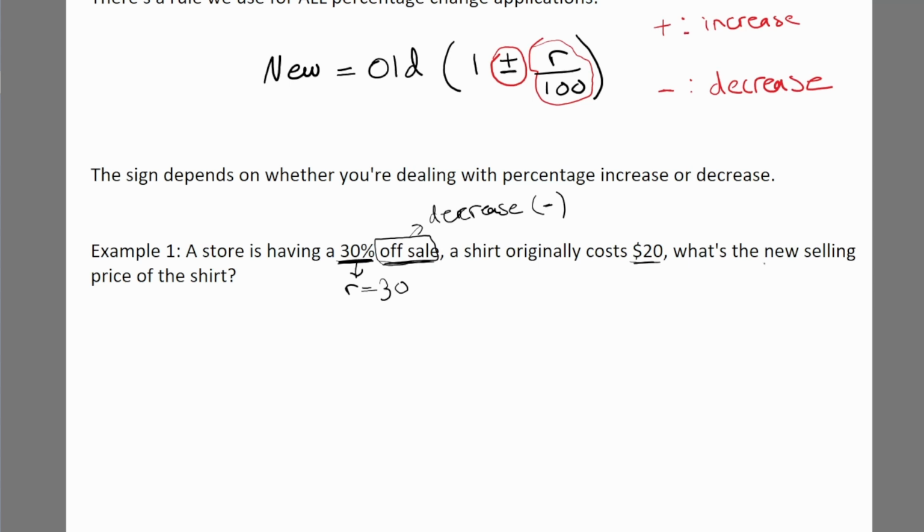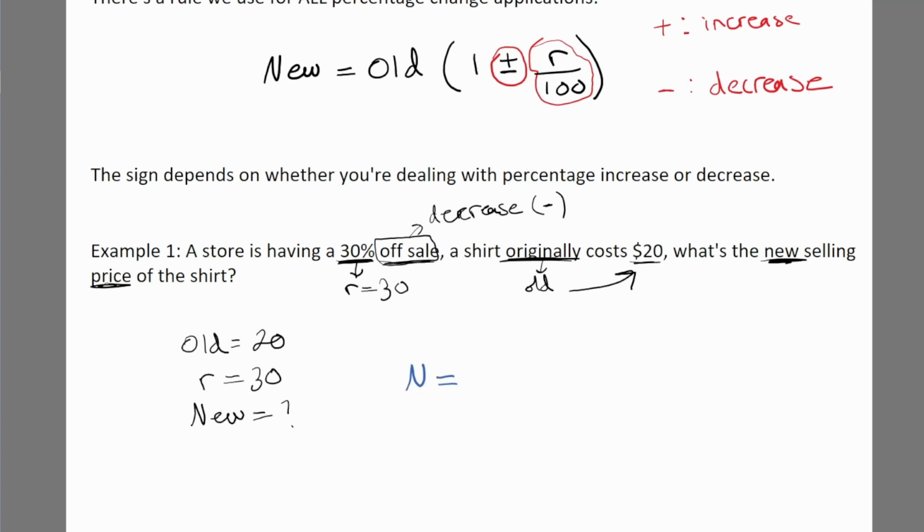So he's asking for the new price. The original price, which is basically the old price, is $20. So now we know that the old price is equal to $20. R is equal to 30. And the new price is unknown. It's what I want to find. Okay? So we're going to now write the rule. So the rule is right here, new equal old. So we're just gonna plug in the variables.